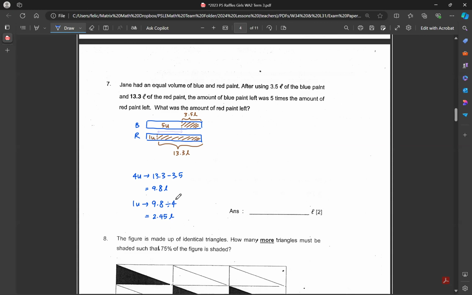Now read the question. They want the amount of red paint left. Once you have 1 unit, always read back the final one. They want amount of red left. Red left is 1U, the unshaded. So that's it. This is actually your answer really.